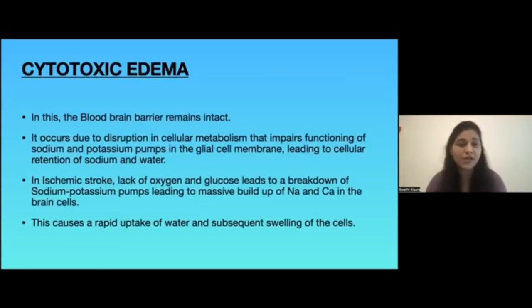Coming to the cytotoxic edema, in this, the blood-brain barrier remains intact. It mainly occurs due to disruption in cellular metabolism that impairs functioning of the sodium and potassium pumps in the glial cell membrane. And this impaired functioning of the pumps leads to cellular retention of sodium and water. But in ischemic stroke, the lack of oxygen and glucose leads to breakdown of these pumps, leading to massive buildup of the ions in the brain cells, which causes a rapid uptake of water and subsequent swelling of the cells.